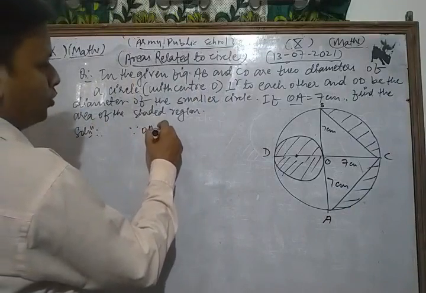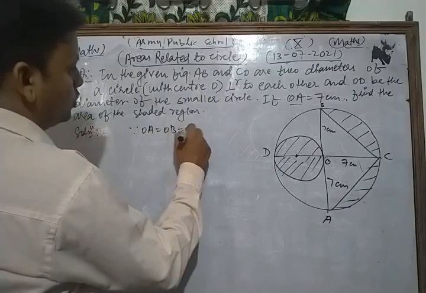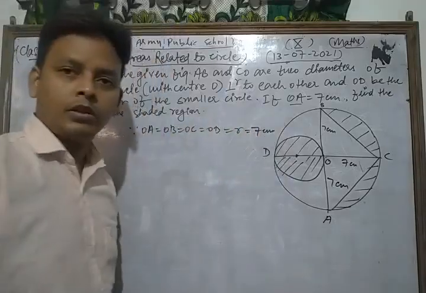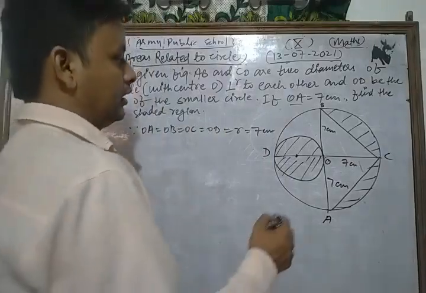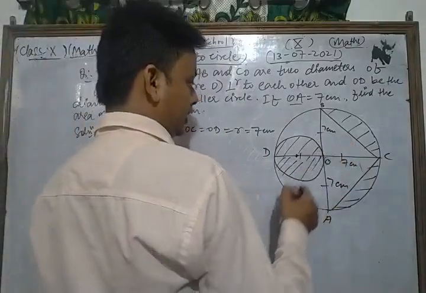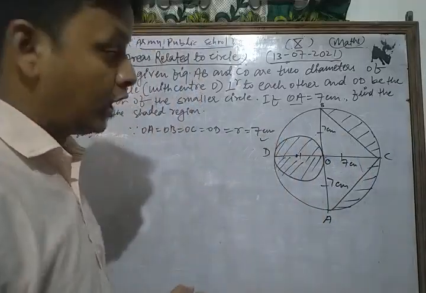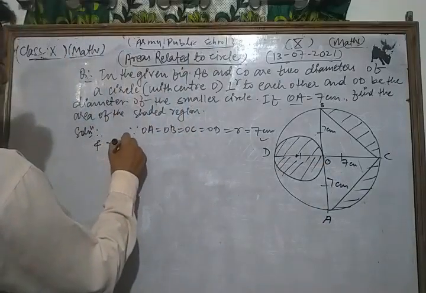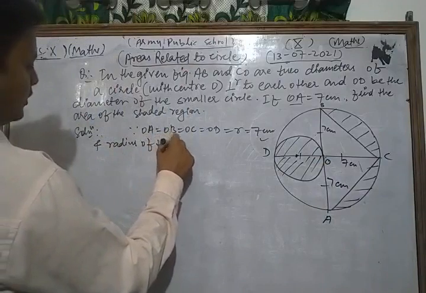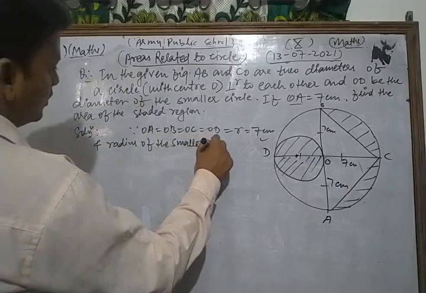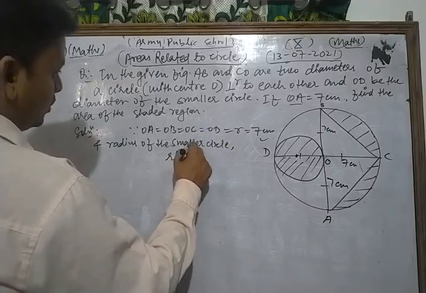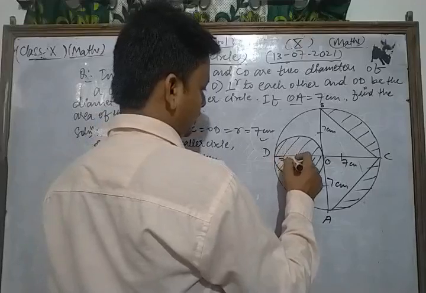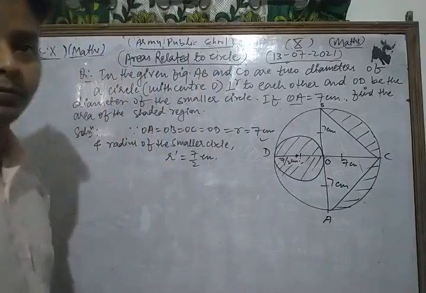Now let's see from the figure: OA is equal to OB is equal to OC is equal to OD, each equal to radius R, which is equal to 7 centimeter. Now first of all we find the radius of the smaller circle. Let the radius of the smaller circle be R dash, which is equal to 7 by 2 centimeter. Now clear, dear friends?